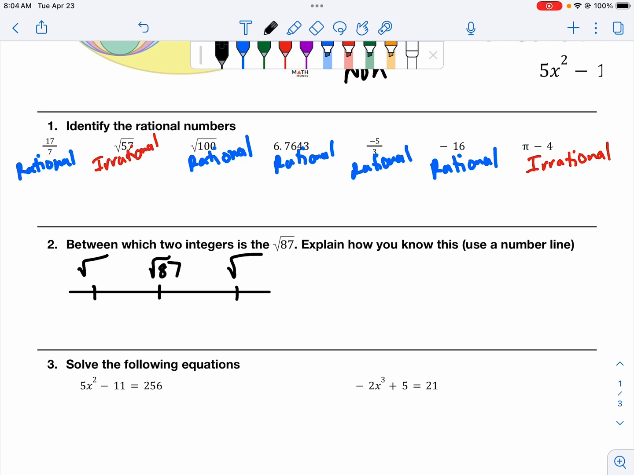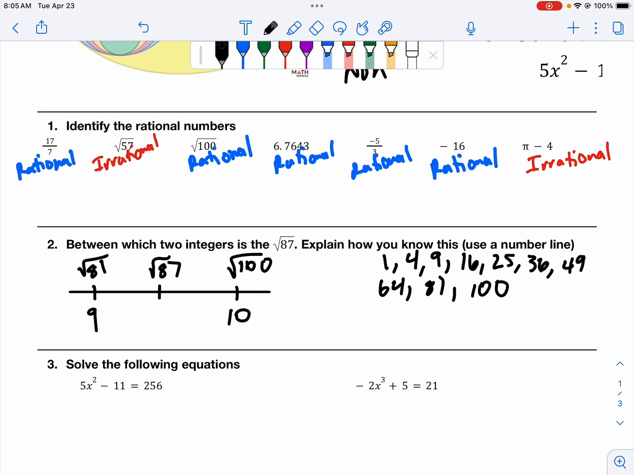So if I list my perfect squares in order: 1, 4, that's 2 squared, 3 squared is 9, 16, 25, 36, 49 is 7 squared, 8 squared is 64, 9 squared is 81, 10 squared is 100. All right, there we go. This sits between the square root of 81 and the square root of 100, because 87 is between 81 and 100. The square root of 81 is 9. The square root of 100 is 10. So the answer is between 9 and 10.